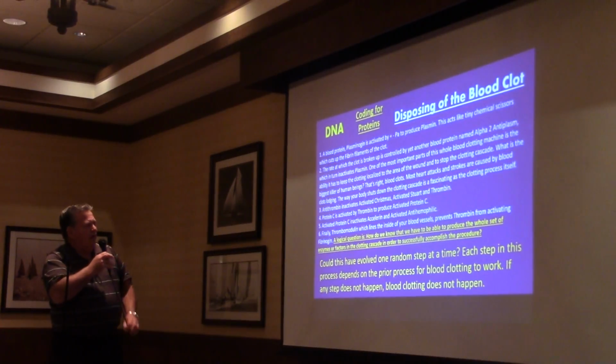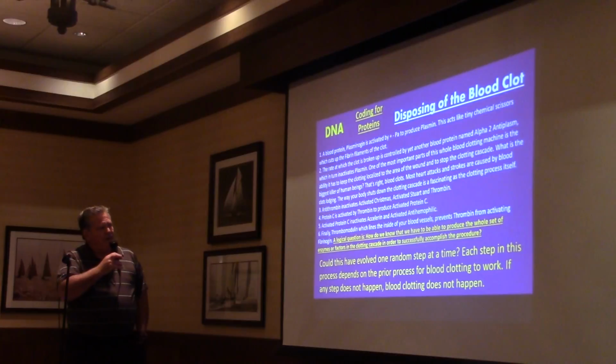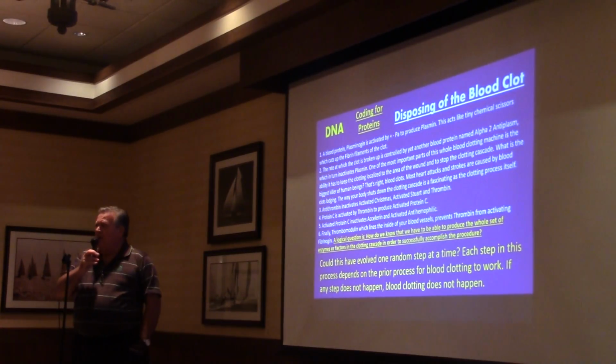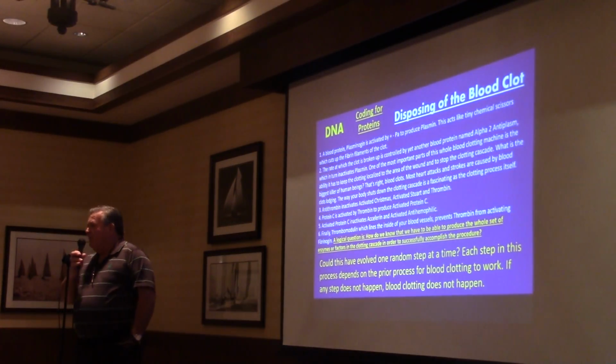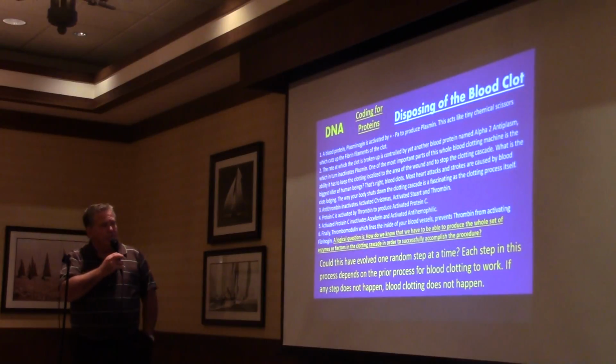Could this have evolved one random step at a time, which is what Darwinian evolution says? Each step in this process depends on the prior process for blood clotting to work. If a step does not happen, blood clotting does not happen, and if blood clotting doesn't happen, you bleed to death. Okay, people do bleed to death, but even with a cut to your finger, you would bleed to death.